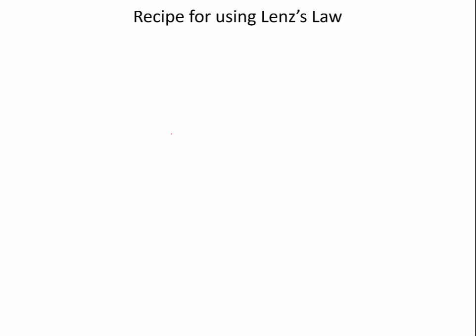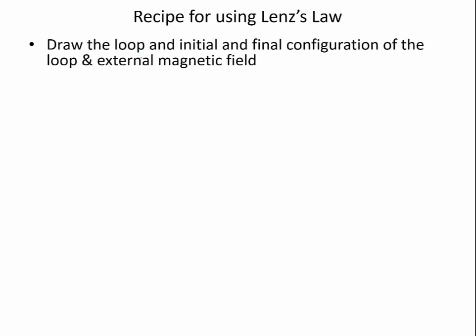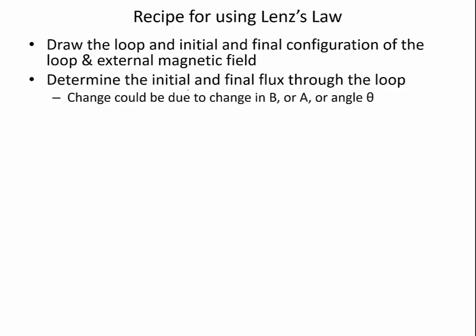You know that I like to give you recipes for solving physics problems, and here's the recipe for using Lenz's law. Step 1, you want to draw the loop and the initial and final configurations of the loop and the external magnetic field. Since we are talking about a flux changing, there must be an initial and final situation that demonstrates the change. Then you want to determine the initial and final flux through the loop. So we know that the flux has to change to induce a current. So there's got to be an initial flux and there's got to be a final flux through the loop.